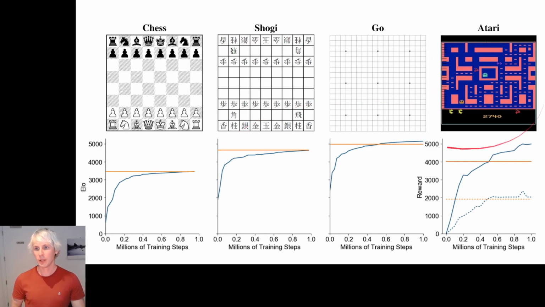For Atari, which we chose, as I mentioned before already, because it's a very standard reinforcement learning domain, we compared against the strongest baseline we could find. The horizontal orange lines show the mean and the median performance of R2D2 on 57 games. And the blue lines show the performance of MuZero over training. And again, you can see that it can achieve and even exceed the performance of R2D2.